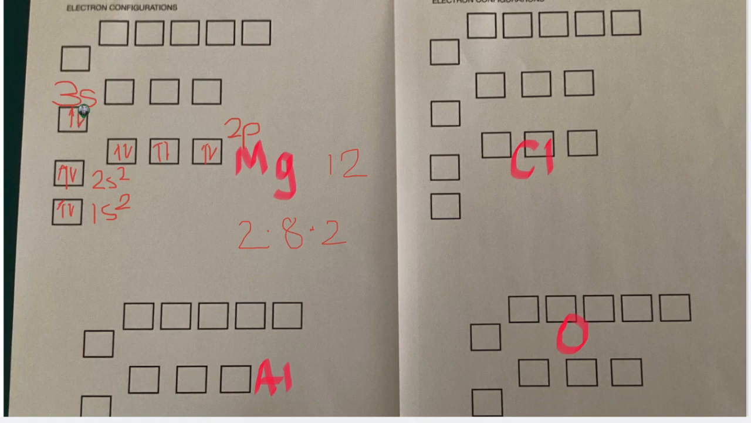So therefore, we'll get 2, 8, 2, following all of the rules, starting from the lowest energy level first, ensuring that we fill up a box with electrons of opposite spins, and then move to the next level, and keep going like that. 3 rules: the Pauli exclusion principle, Hund's rule, and the Aufbau principle.